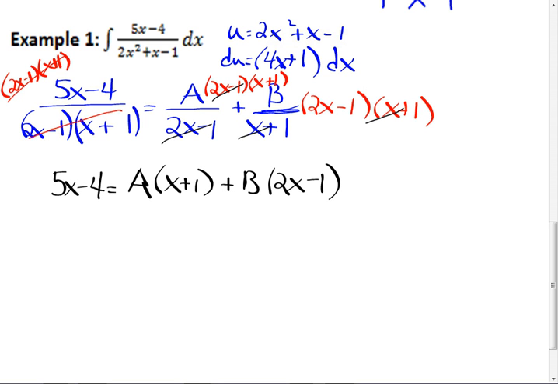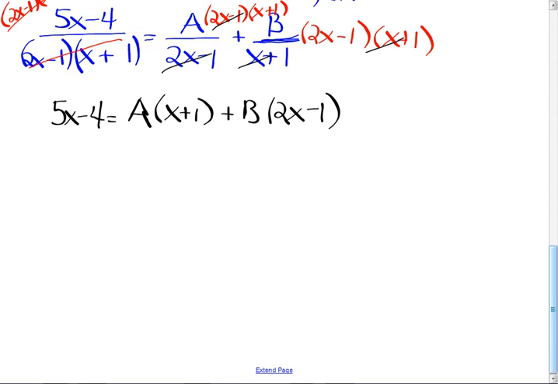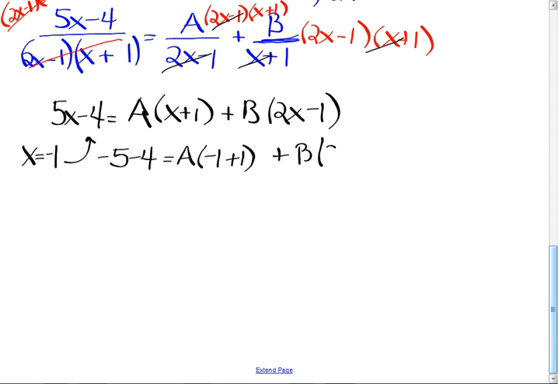Forget the left side. I don't care what it is, really. I just care what I want to put into the right side. How am I going to get 0 for one of those factors? x is equal to negative 1. Now I'm going to put it in here. So that's negative 5 minus 4 equals a times negative 1 plus 1. Because that's the only thing I can think of to do. I'm just going to do what I did. Plus b times 2 times negative 1 minus 1. And simplify that. I'm going to get negative 9.